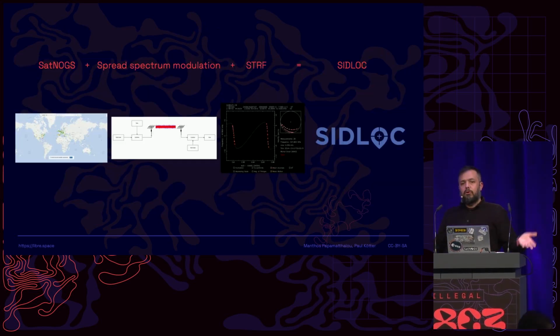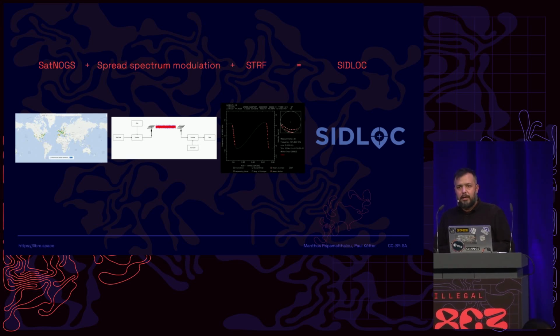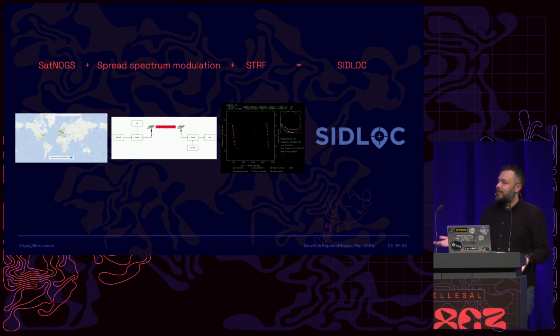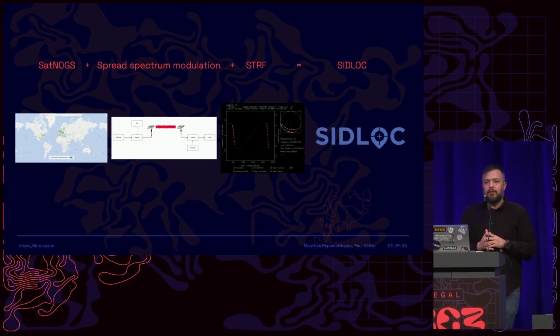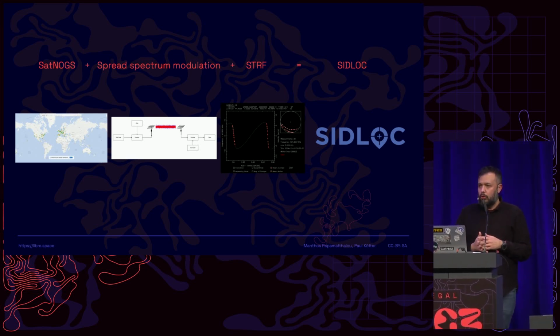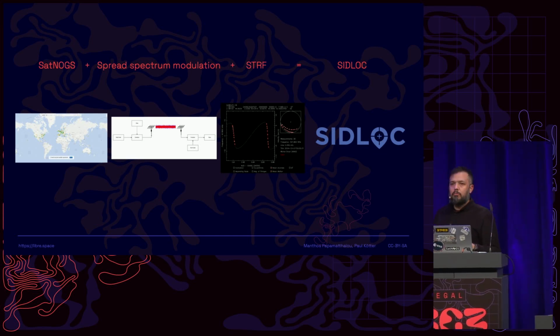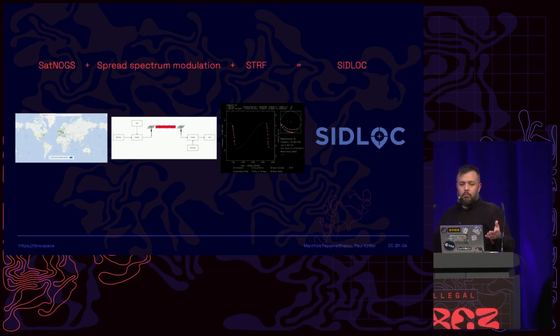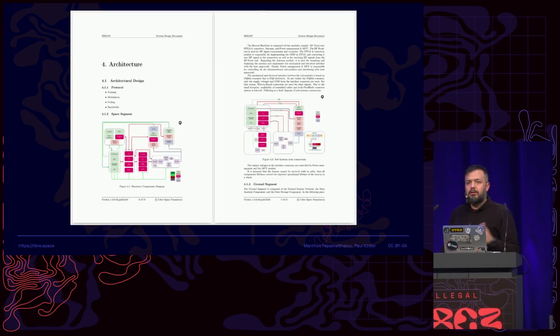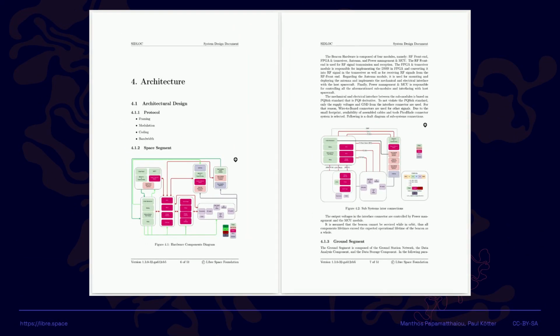We combined all of those, the SATLOC network, spread spectrum modulation and the algorithms from STRF, and we made SIDLOC. We proposed SIDLOC to the European Space Agency. SIDLOC stands for Spacecraft Identification Localization. They decided to fund us to do more research on the protocol and also do some in-orbit demonstrations. So we started working on the protocol and some first integration for flight hardware.